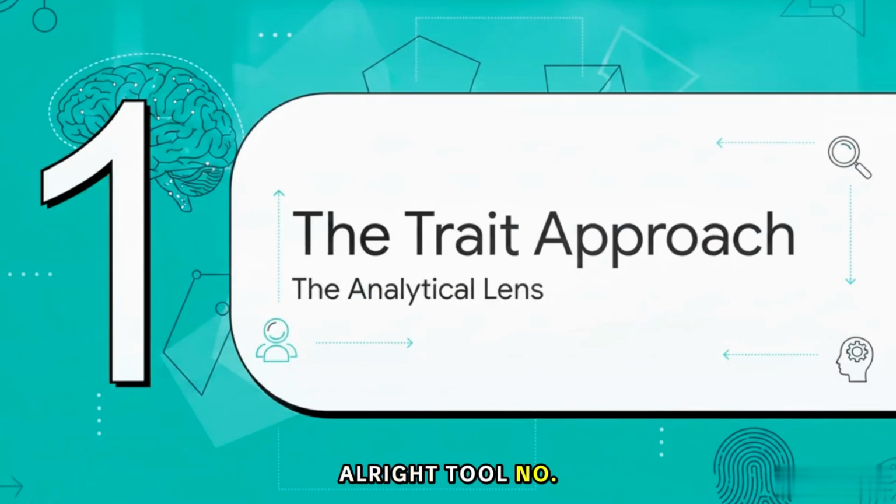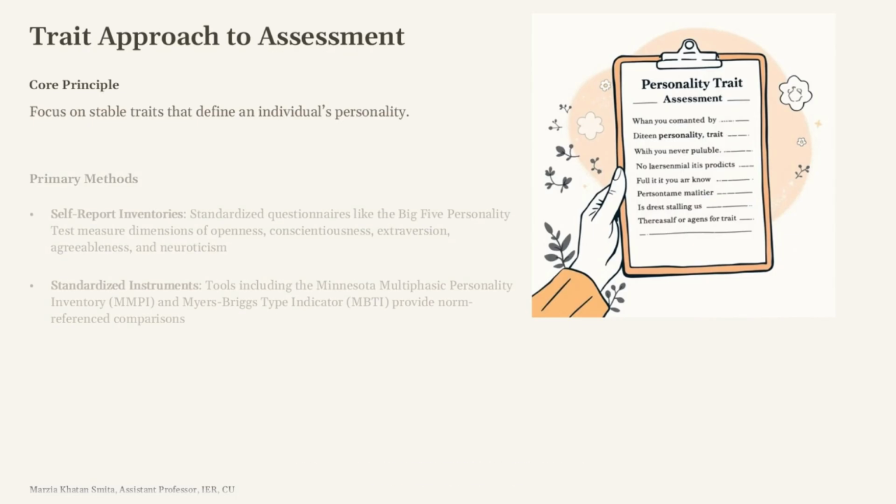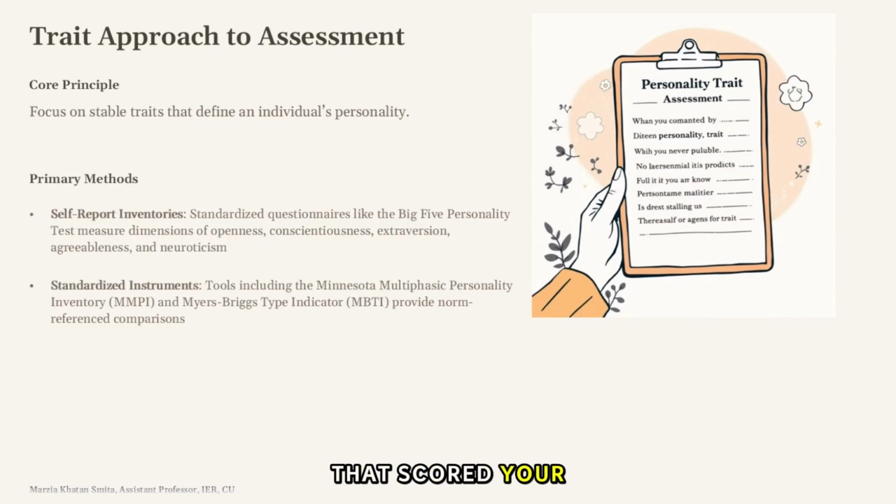All right, tool number 1, the trait approach. Let's look through the analytical lens. The core principle of the trait approach is actually pretty straightforward, but it's super powerful. Basically, it focuses on identifying the stable traits that consistently define you over time. So if you've ever taken one of those tests that scores your extroversion, or say your conscientiousness, you've used a self-report inventory. The most famous one out there is the Big Five, which breaks your personality down into the acronym OCEAN: openness, conscientiousness, extroversion, agreeableness, and neuroticism.